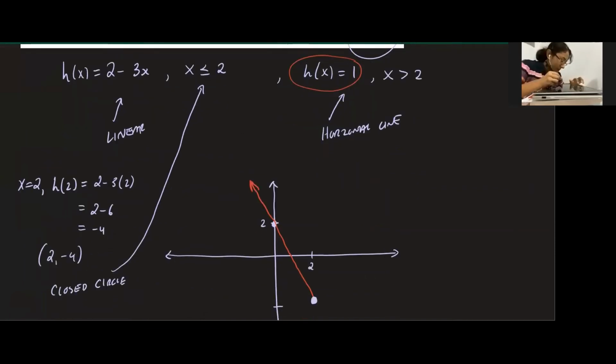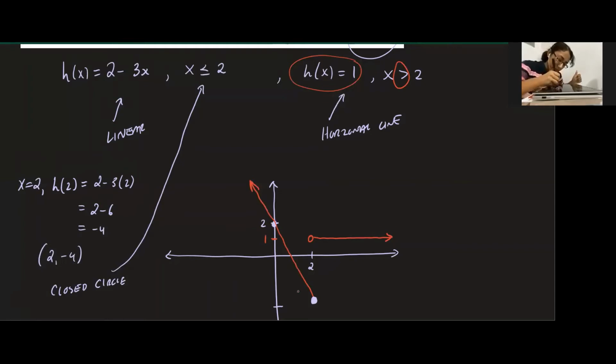Now when x is greater than 2, we have the function h of x is equal to 1. So again, let's suppose 1 is here. So then when x is 2, we have 2 comma 1. And this is an open circle because of this inequality. And then it's a horizontal line going to the right. So that will be the function h of x equals 1.